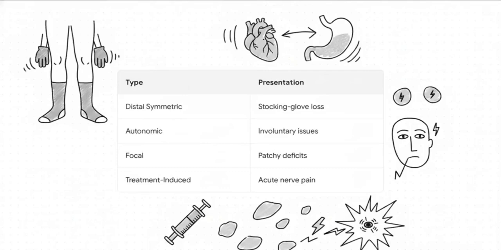But hey, pay really close attention to this last one, treatment-induced neuropathy, which used to be called insulin neuritis. This is a wild clinical paradox where a patient experiences acute, excruciating pain right after a rapid, rather than a steady, improvement in their blood sugar control. The nerves simply adapt really poorly to sudden metabolic shifts.